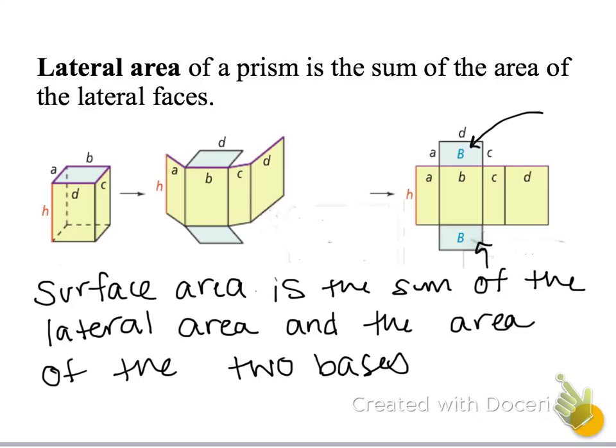Okay, so lateral area, we're talking about the lateral faces. When we say surface area, we're talking about the entire object, which is why we're adding on the area of the two bases.